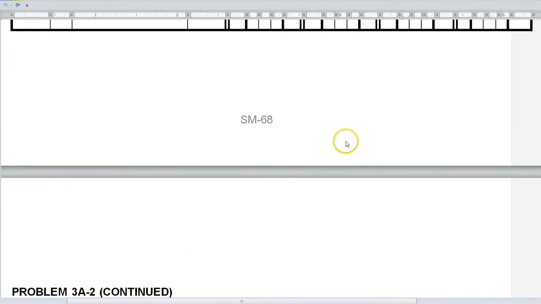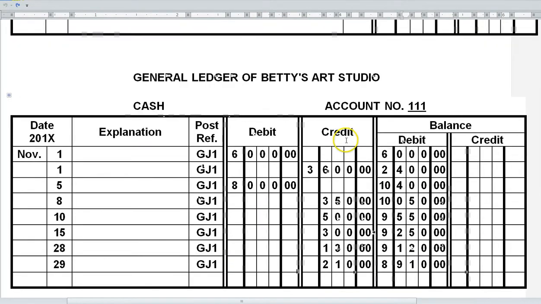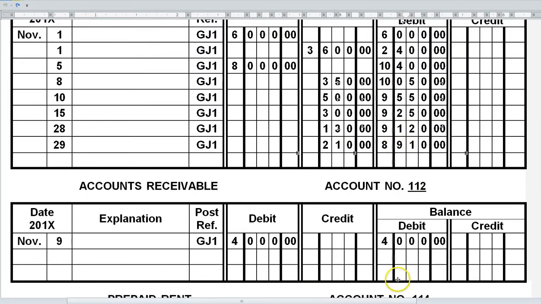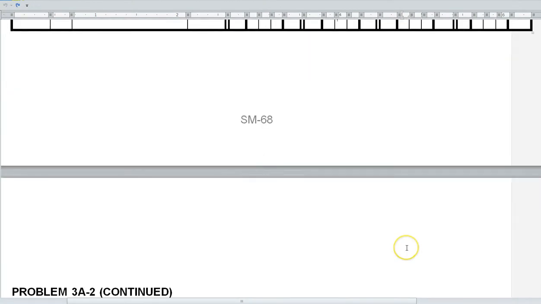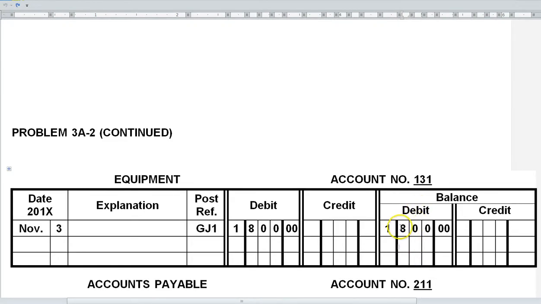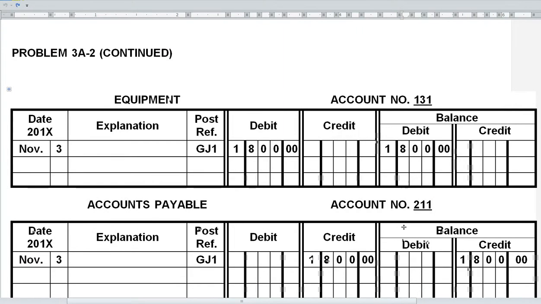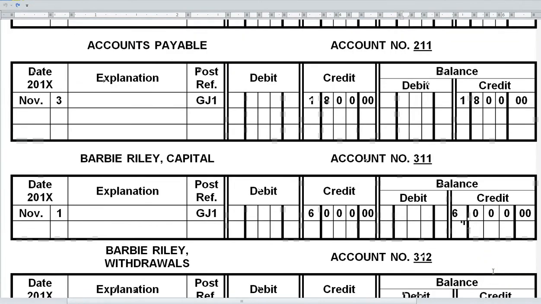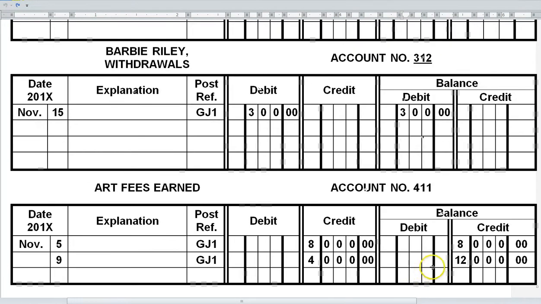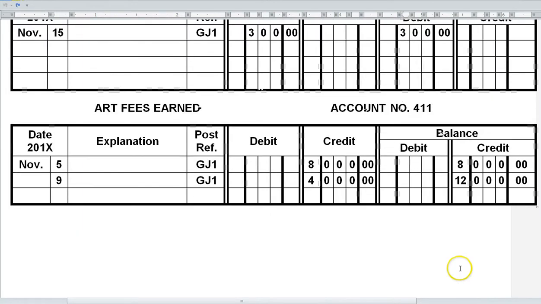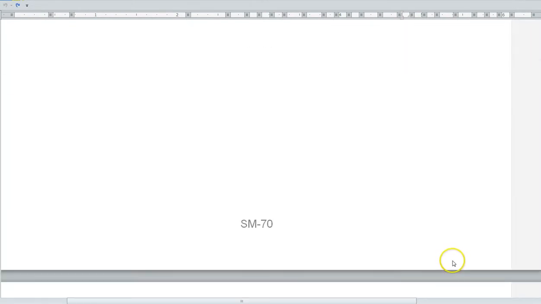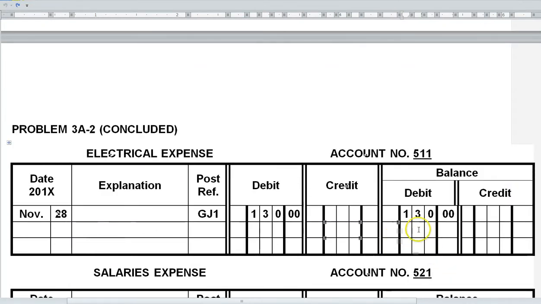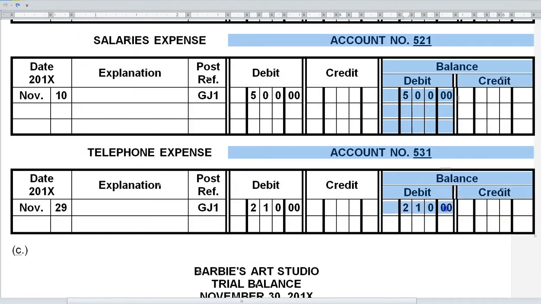Now, all of these accounts have balances at the end of the month, and they will look familiar to you: 8910 and 4000 and 36 and 350. Notice where my cursor is. It's in the balance column of the accounts: the credit of accounts payable, the credit in the capital account, the debit in the withdrawals account, the credit in the art fees account, and we come down to the debit in the electric account. Again, we're in the balance columns of all these accounts.